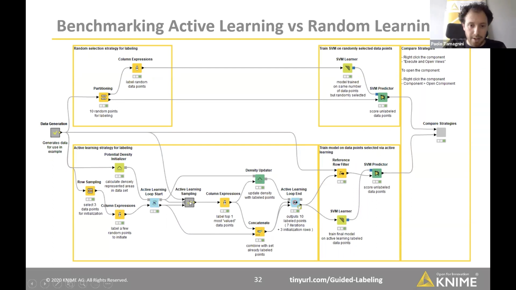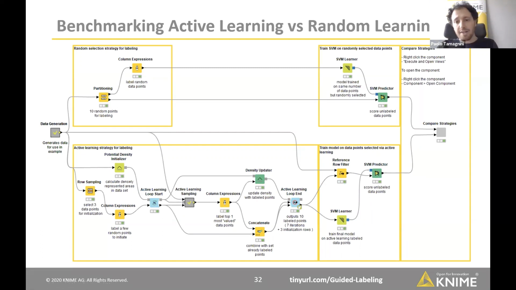So here we train the model, then we label the selected ones. In here we have the exploration score, and then we update the density score. And then here we start with training data points for initialization, and we iterate this 7 times. We have 10 labels here. We train the SVM, and then we score.